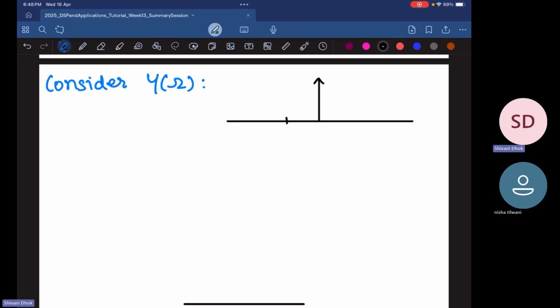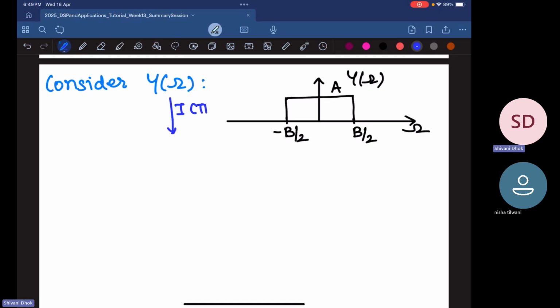So we have minus B by 2, B by 2, and a rectangular function with amplitude A, and this is my Y of omega and this is my omega axis. Now I need to get the inverse CTFT to get my Y of t. So how can I get that? Y of t, this is a very generalized form, let me write it down.